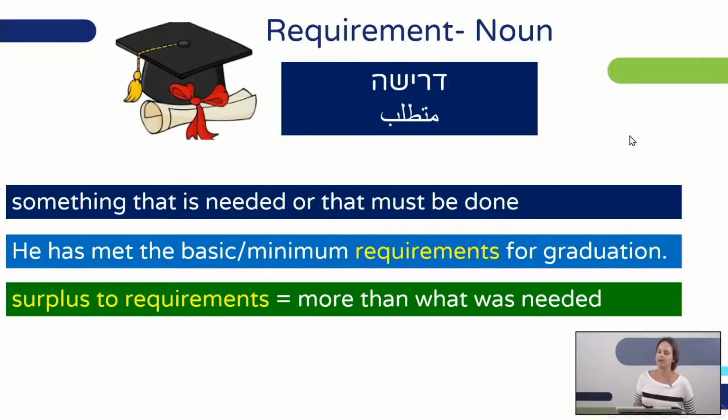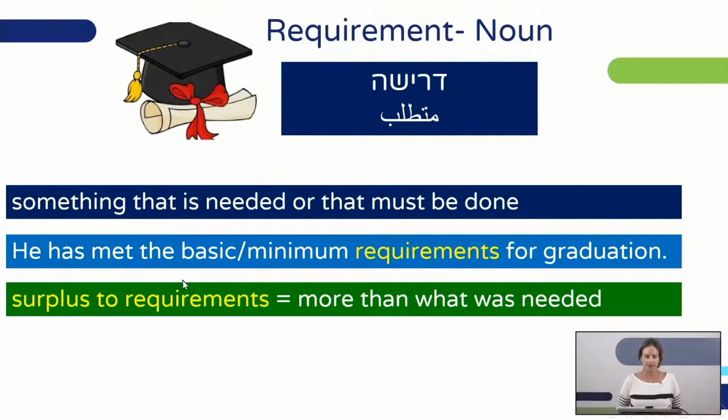Next word is requirement. Requirement is a noun, and it's drisha. Okay? It is something that is needed or that must be done. An example sentence that I have here is, he has met the basic or minimum requirements for graduation.